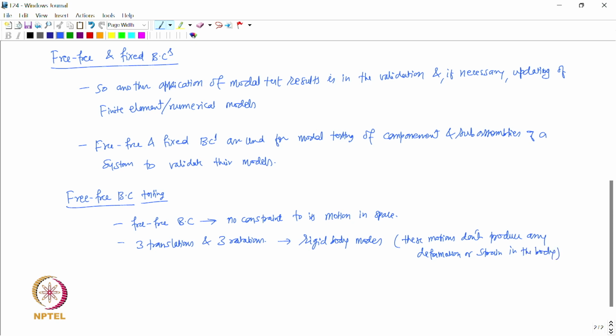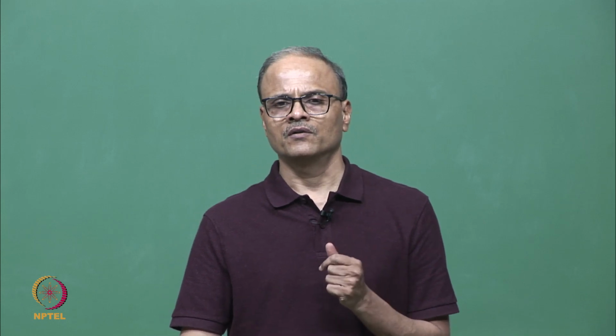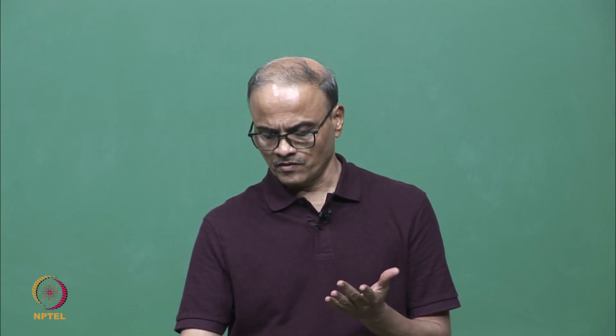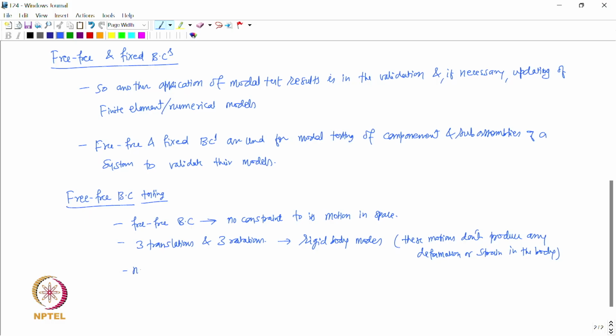Okay, and because in these motions there are no elastic forces which resist the motion of the body, because the body is free. So there are no external elastic forces acting on the body, and hence the natural frequency of motion in these modes is 0. Okay, so the natural frequency of rigid body modes is 0, and 0 when there is a truly free boundary condition.